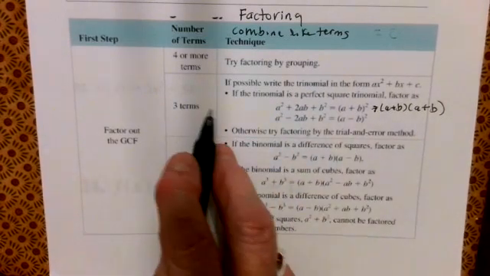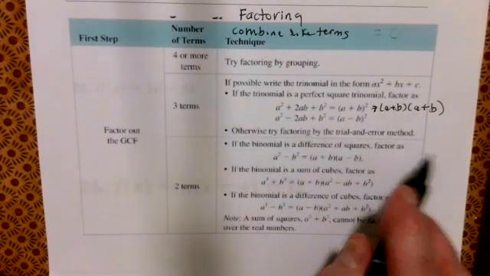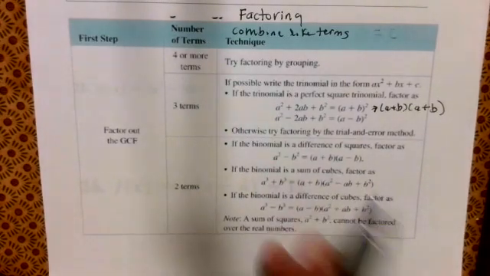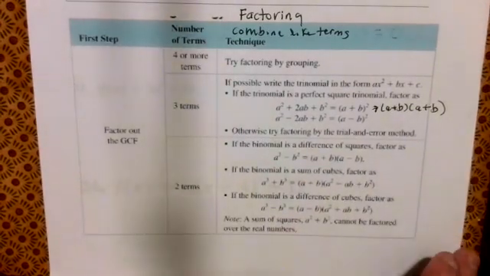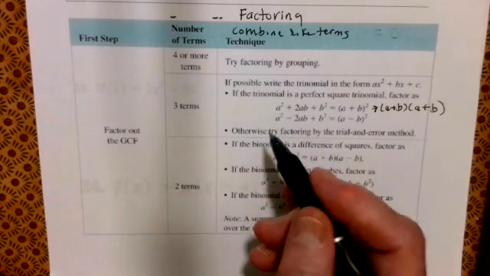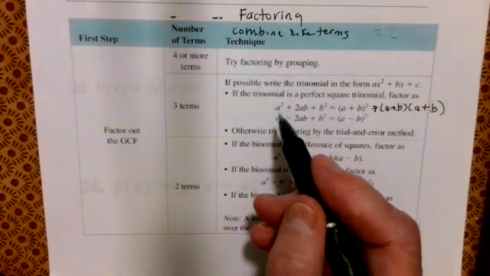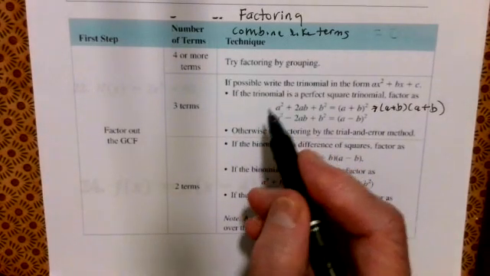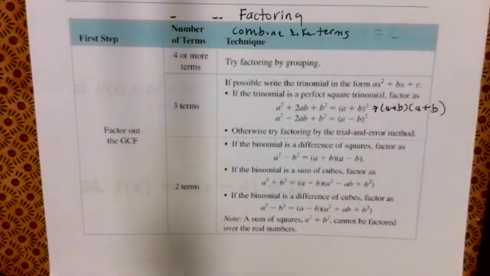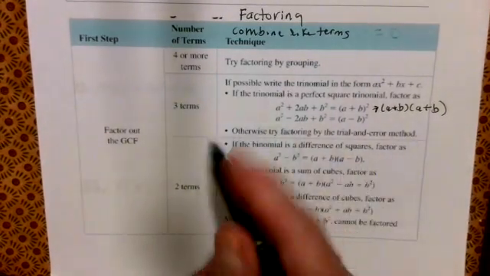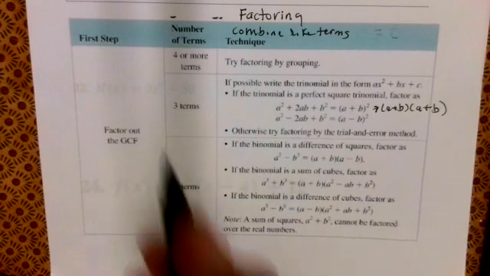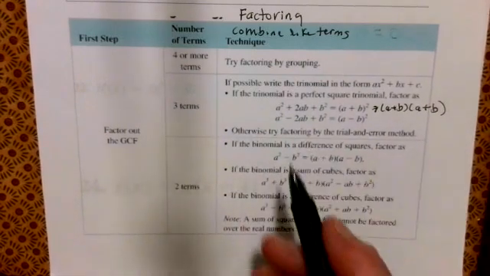Now, otherwise, if you've got 3 terms, they call it the trial and error method, but I don't really use trial and error, at least not when I'm working with a quadratic that doesn't have 1 as a leading coefficient. I use what's called the grouping method for factoring a trinomial, and I'll look at that in a minute.